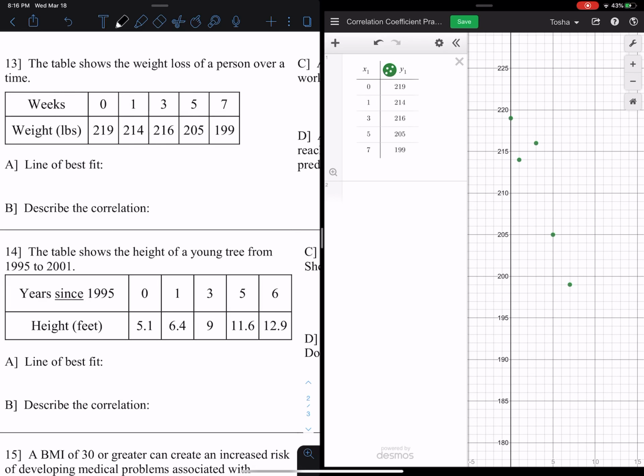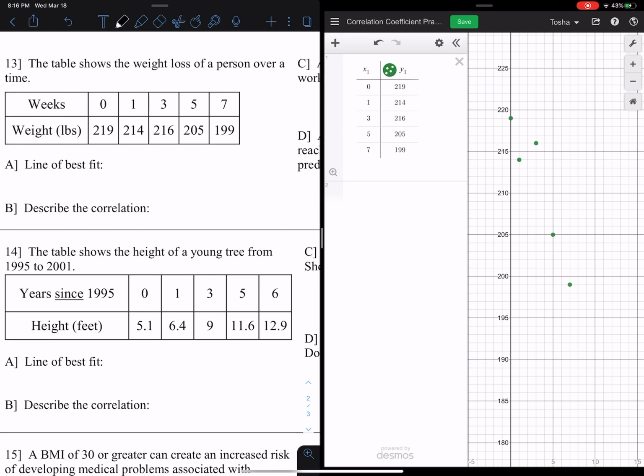So I'm just going to pull this down and zoom in a little bit so we can see those points better. So looking at this graph, I want you to think about how you would describe the correlation without even knowing the correlation coefficient. What would you describe it as? Is it positive? Is it negative? Strong, moderate, weak? Is it perfect? Is there no correlation?